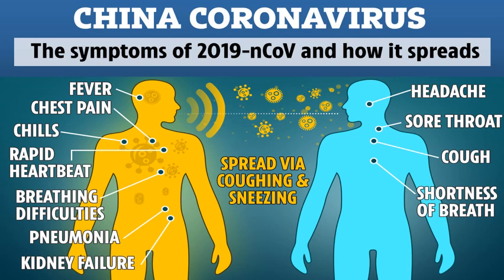This China coronavirus, the symptoms of 2019 and how it spreads: the patient has fever, chest pain, chills, rigor, rapid heartbeat, of course, as in any infection, breathing difficulties, pneumonia, kidney failure. At the same time, the patient has headache, sore throat, cough, and shortness of breath. Of course, these are the same symptoms as any flu that we encounter during winter.